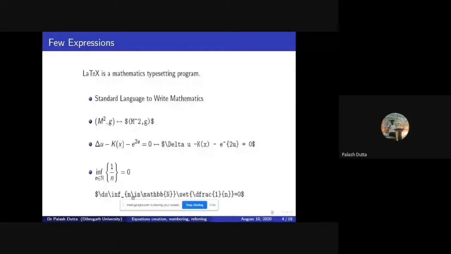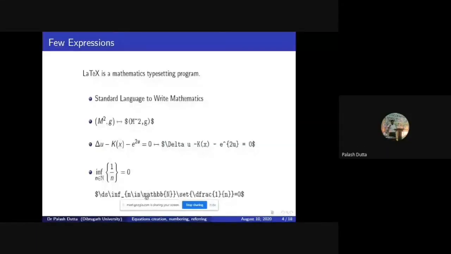Similarly, for this expression, we have to write \inf, inf meaning infimum, then n belongs to \mathbb{N}, where mathbb N is the symbol of mathematics. So we write n belongs to N, and for this bracket we can use \set and this bracket. Then for the fractional part we write \frac 1 and n. Instead of dfrac, we can write frac also. Writing this command, we will have this expression.